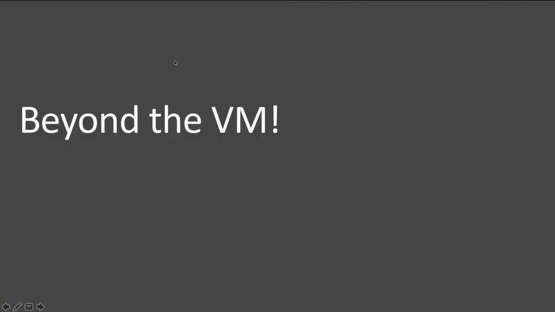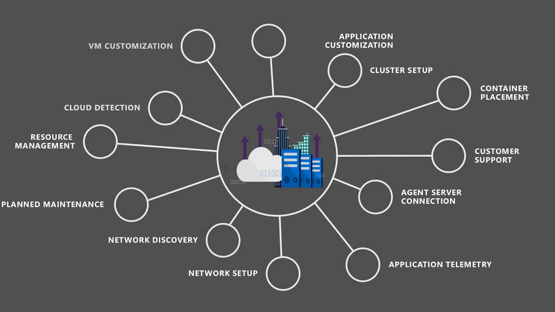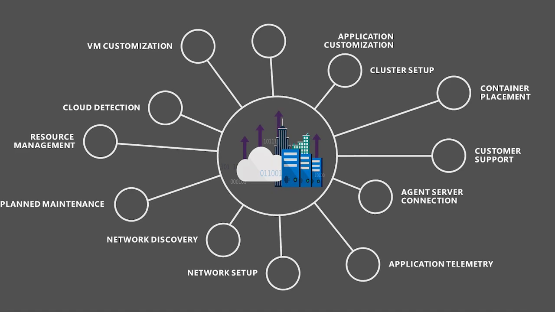As you all know, virtual machines is just the starting point of your cloud journey. There is a lot to do beyond a VM. When you start a VM, you realize, oh, I need to think about virtual machine customization. What about my application customization running on that virtual machine? Do I need to worry about cluster setup? Like if I have a Hadoop or Cassandra cluster, do I need to think about how they will get set up? What about container placement?